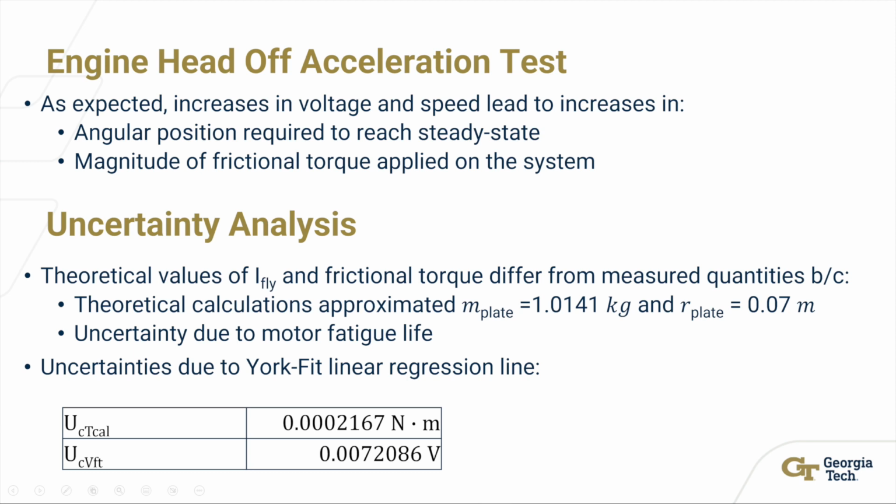An uncertainty analysis also shows that theoretical I-fly and frictional torque values differ from experimental values because of the uncertainties in physical dimension calculations. These will all propagate to the uncertainty of the motor work in the final stage of the experiment and analysis. The uncertainties due to the linear York fit are also shown below. Since, as previously displayed, the York fit linear curve models the calibration data relatively well, as determined by low root mean squared error, the uncertainty values due to the York fit are extremely low.